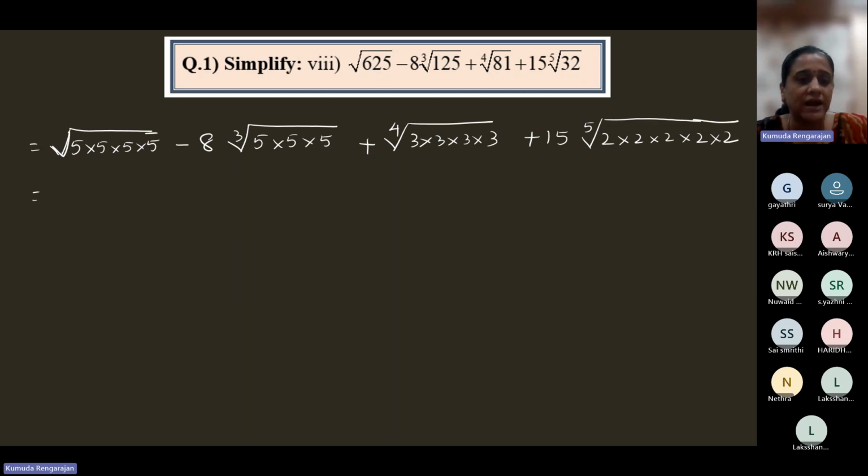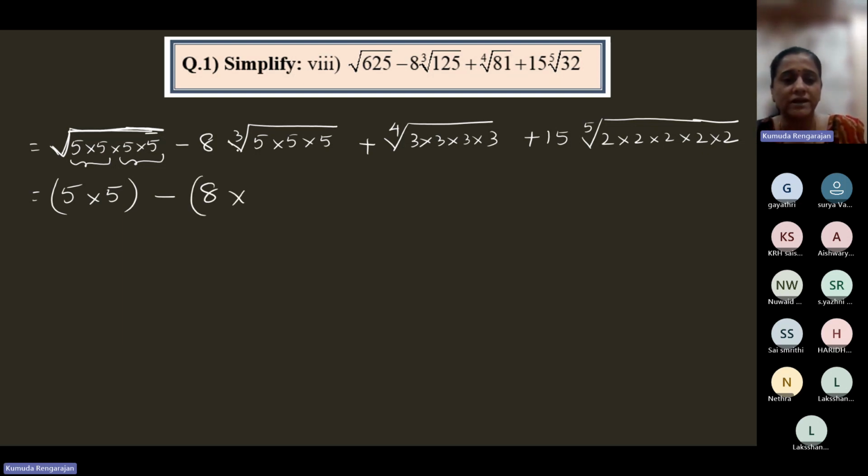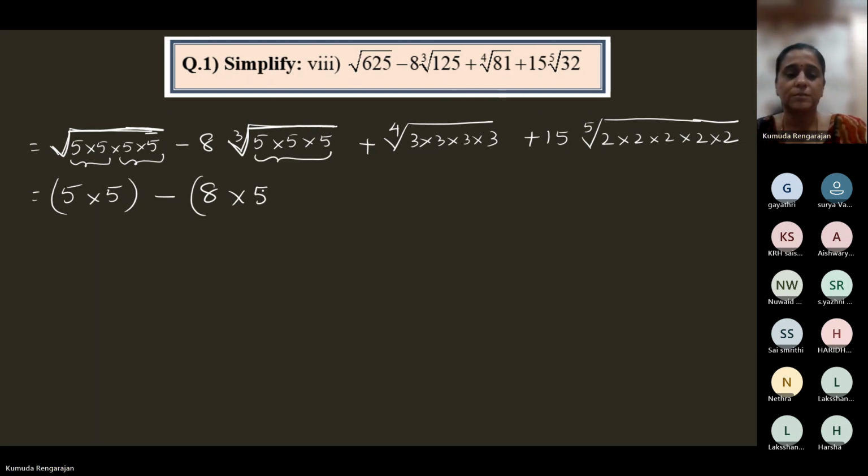Now, the radical sign here is square root. So from 2 equal factors, one comes out. So from two fives, 1 five out. Minus 8 into, now the radical sign here is cube root. So from 3 equal factors, or from 3 equal primes, 1 out. So from 3 fives, 1 five out. Now this is 4th root. So from 4 equal factors, so from 4 threes, 1 three out.